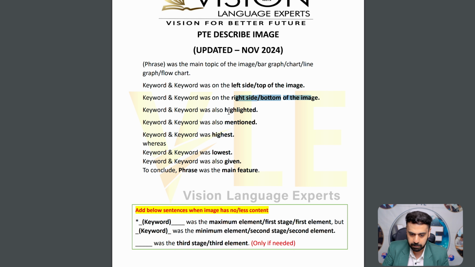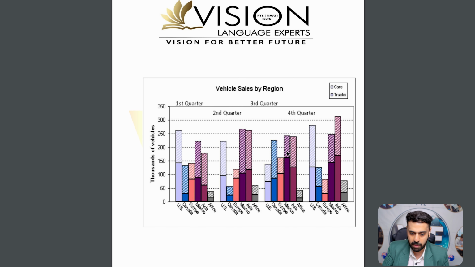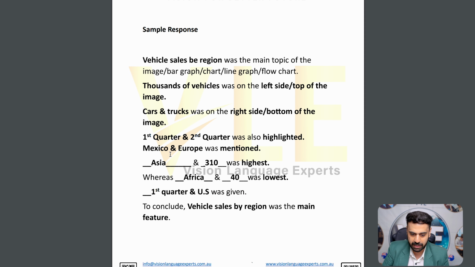So every single time this will change, and you need to include the right set of keywords. So you cannot include what's mentioned at the bottom and say that's on the right side. So it will be incorrect. So always say it correctly. Then we will say keyword and keyword was shown, keyword and keyword was mentioned, right? But what other things you need to include? Let me show you. So after November 2024, these changes have been introduced.